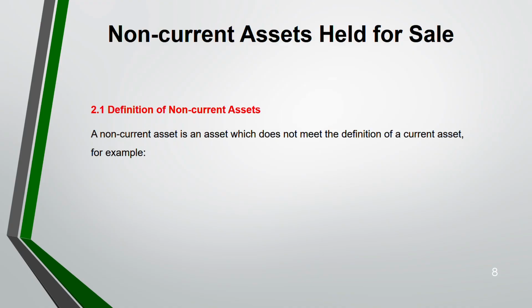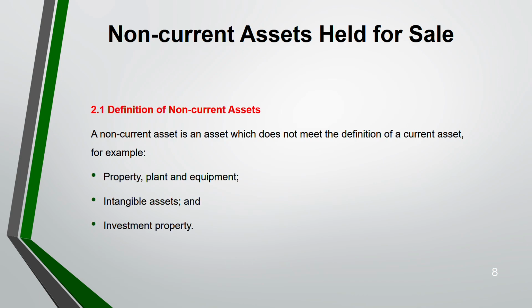Now, definition of non-current assets. A non-current asset is any asset that does not meet the definition of a current asset. For example, your property, plant and equipment, intangible asset and investment property. All these three fall in your non-current asset. And we have a separate standard for each of these three if they are not held for sale, that we have covered. For property, plant and equipment, it is IAS 16, intangible asset IAS 38, that was the previous lecture, and investment property IAS 40. But if they are held for sale, it is accounted for according to this standard, that is IFRS 5.